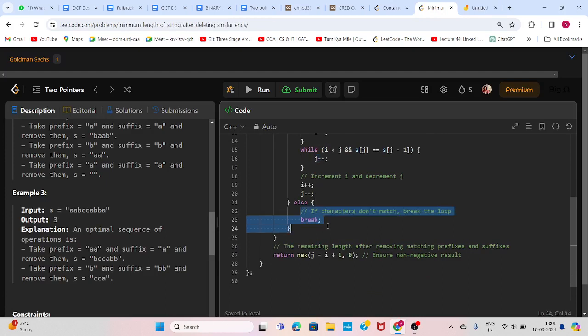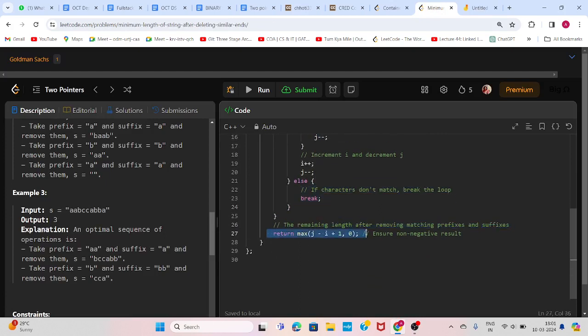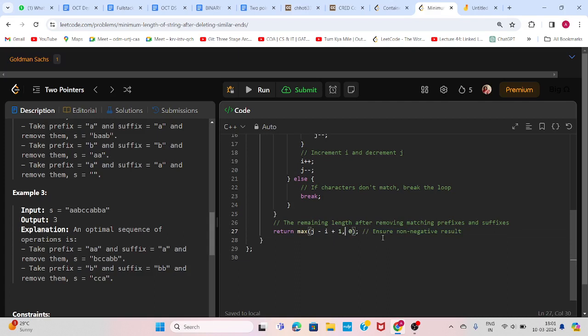If it is not equal, then break the loop and return the answer j minus i plus 1. We take the maximum because there is a chance that it will go negative as well. To stay on the safer side, we are just taking the maximum of this or else 0. So this is the simple approach.